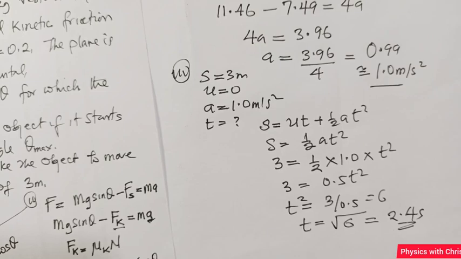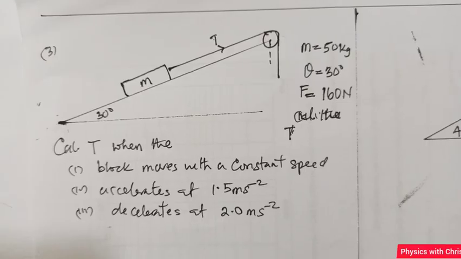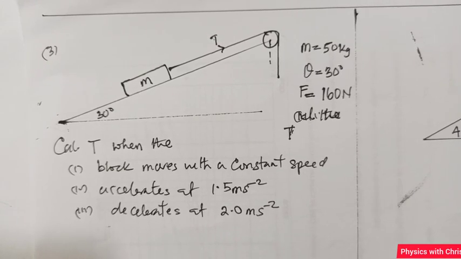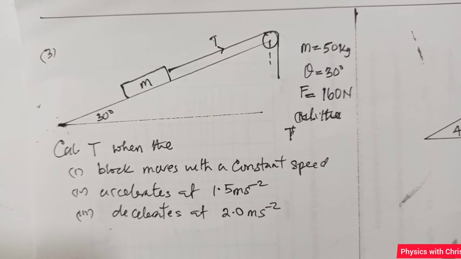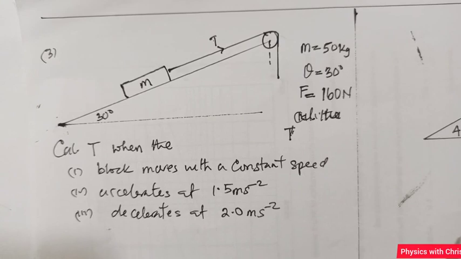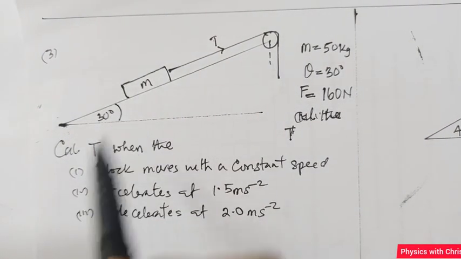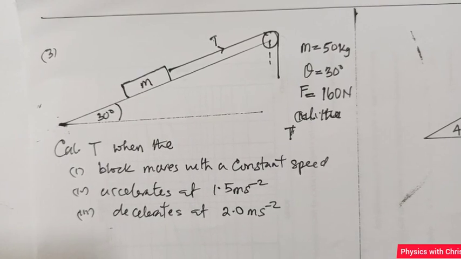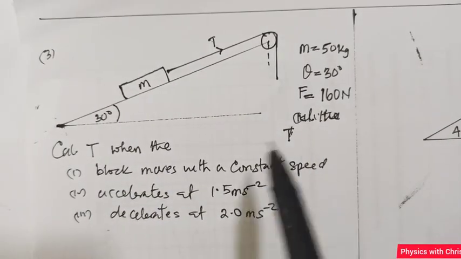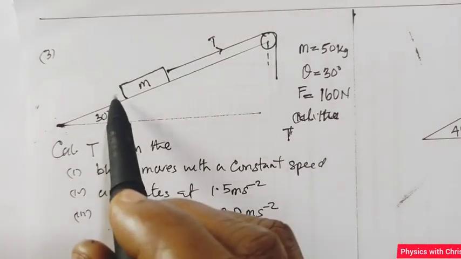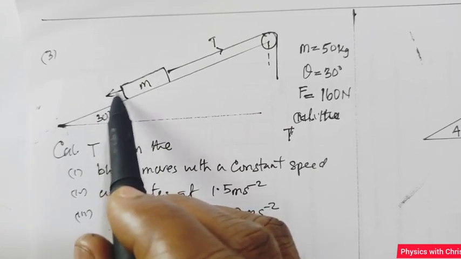All right, quickly, let's see another question. For this question, we have a block of mass on an inclined plane that is inclined at an angle of 30 degrees to the horizontal. The mass of the block is 50 kg. And we have a frictional force, let me include that, opposing motion.